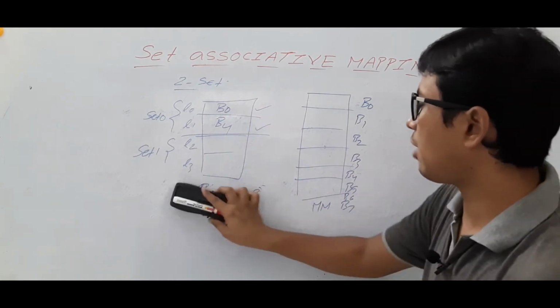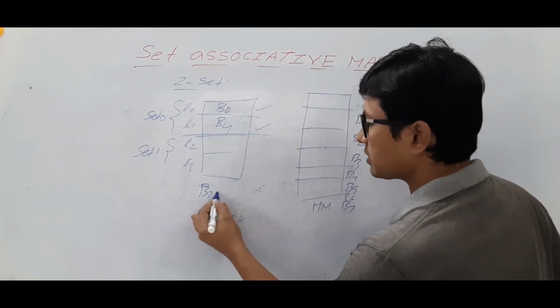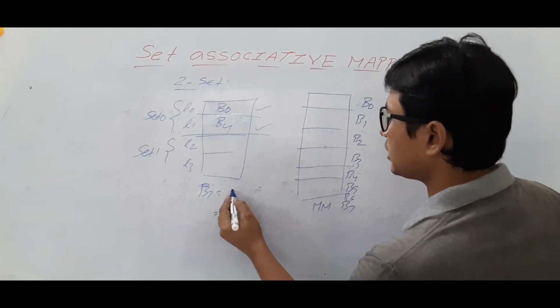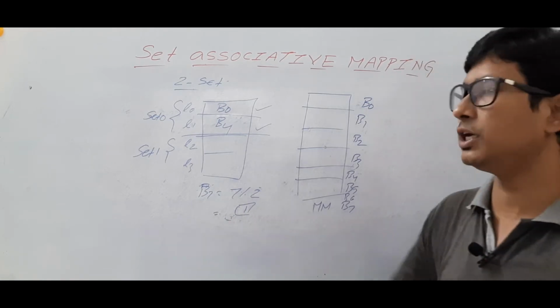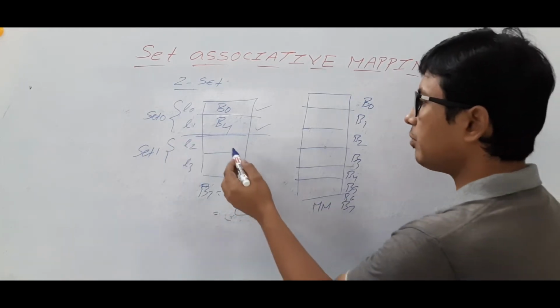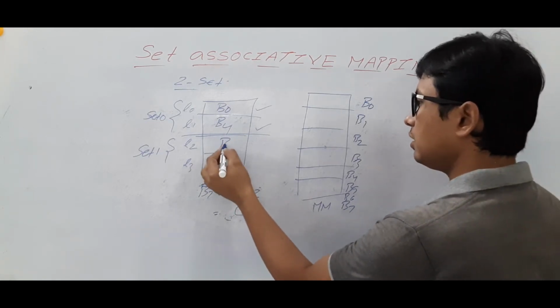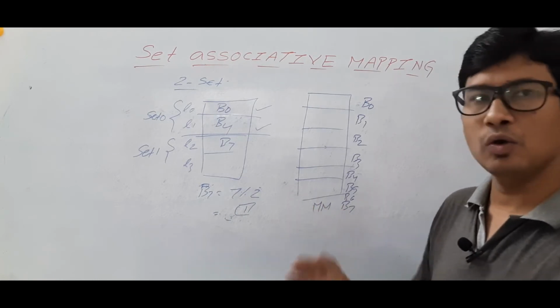Let's take that I have block number 7. Just to help you understand, I am discussing so many examples. Block number 7, where should I keep it? 7 modulus 2, the remainder is 1. So you need to keep it in set number 1. Set number 1 has line number 2 and line number 3. Anywhere you can keep it. So this is where the set associative mapping will work.